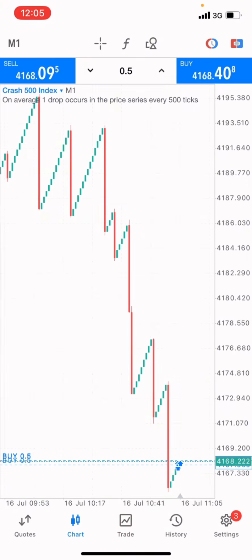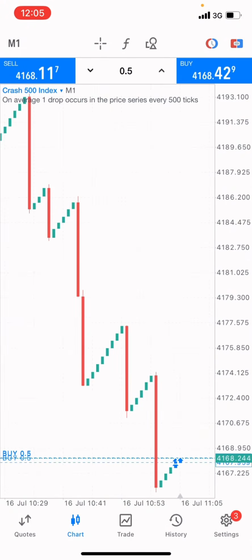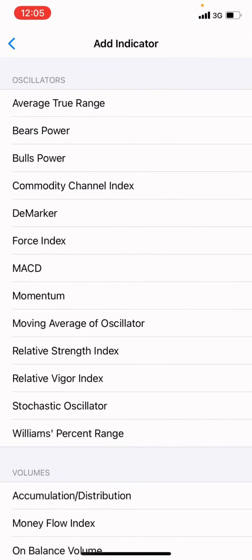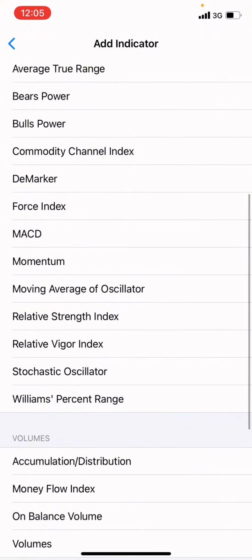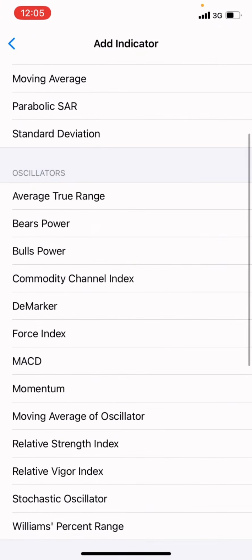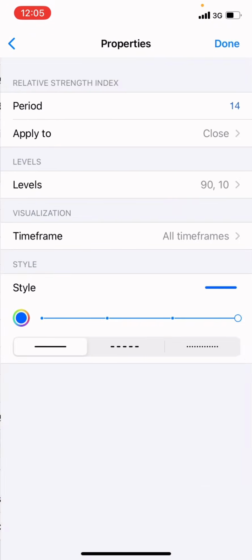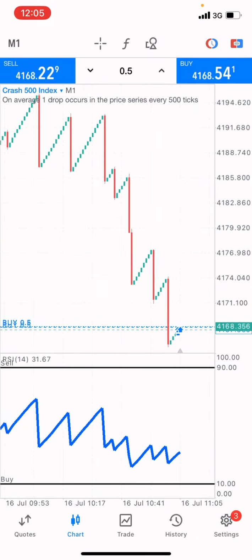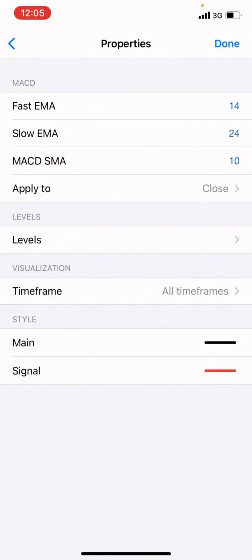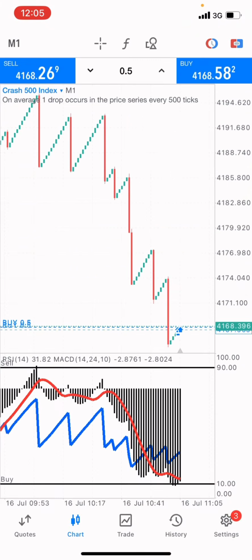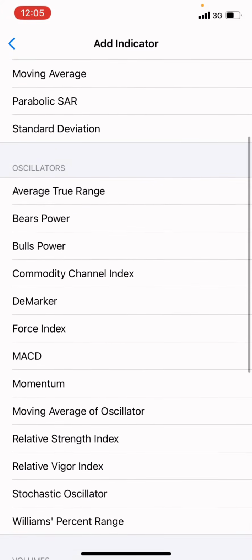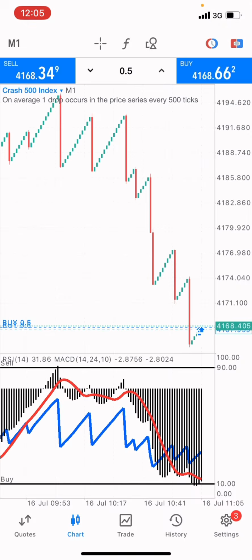Now going back to the chart section right here, at this point I'm going to put on the indicators. I'm going to put on the RSI indicator, which is the Relative Strength Index, on indicator window 1. Then I'm going to put on the MACD indicator. After that, I'm going to put on a moving average on the main window.